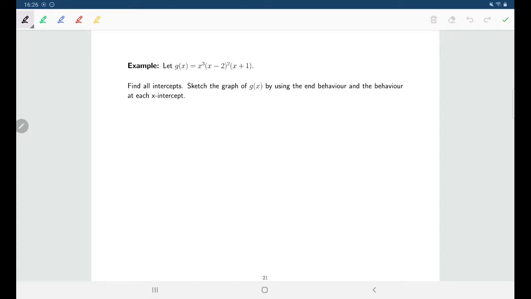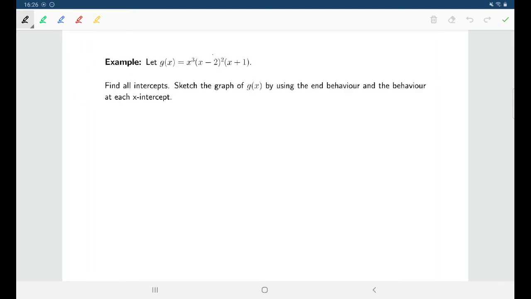Welcome back. In the last part of this lecture, we'll now be graphing polynomial functions, and we'll do that by looking at our intercepts, finding the behavior at the x-intercepts, finding the end behavior for our polynomial, and then putting together all of our clues. So first off, the x-intercepts.